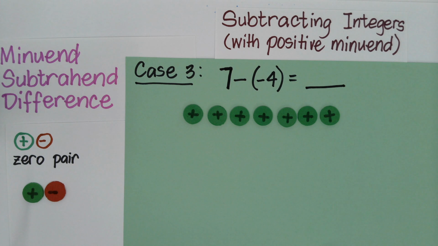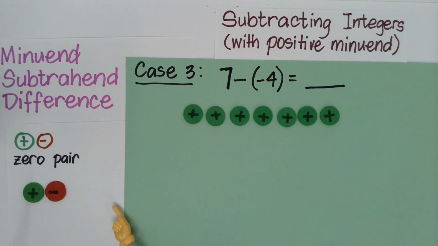Okay, third case is where you have still positive 7 and we subtract negative 4 from positive 7. We have here 7 positive discs representing positive 7. And because we are going to subtract or take away negative 4, we need to introduce 4 negative discs. And to do that, we will have to introduce 4 zero pairs.